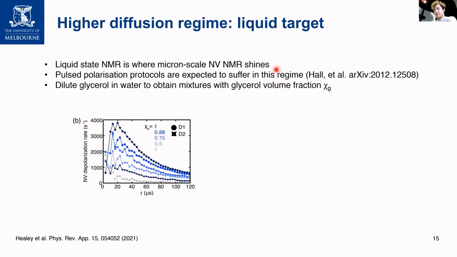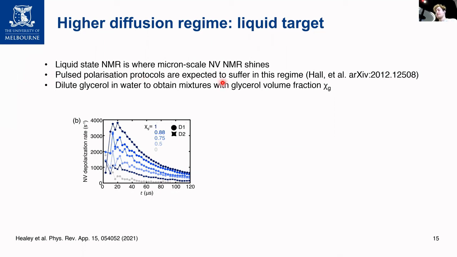So we can move on to something slightly more challenging now, which is to try and polarize a liquid state target. I don't know if I really mentioned this before, but this is an important thing to address because liquid state NMR is really what the Micron-scale NV NMR I introduced earlier really wants to operate on, because it's a T2 star limited process, and liquid state targets are going to have a longer T2 star than solid state targets.